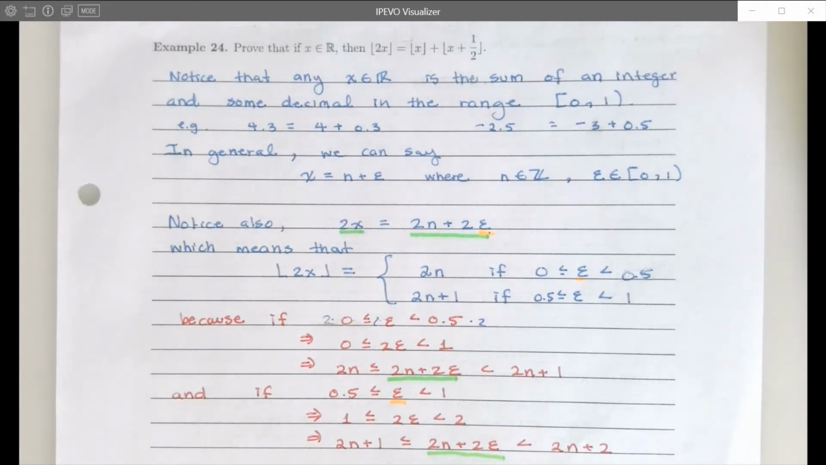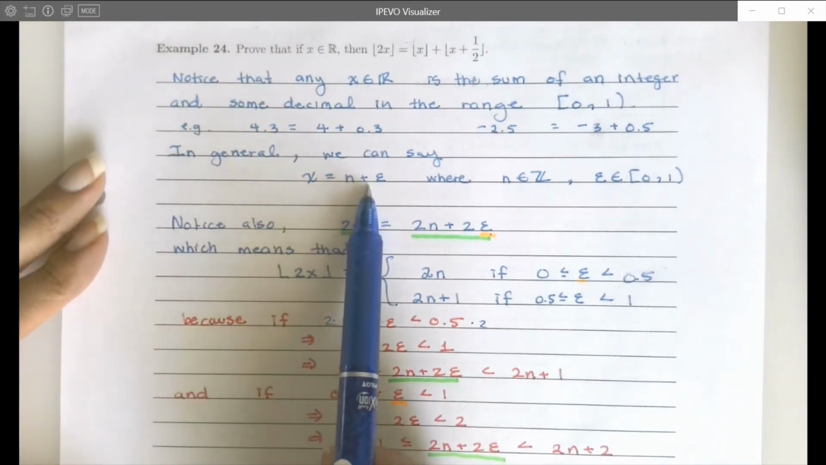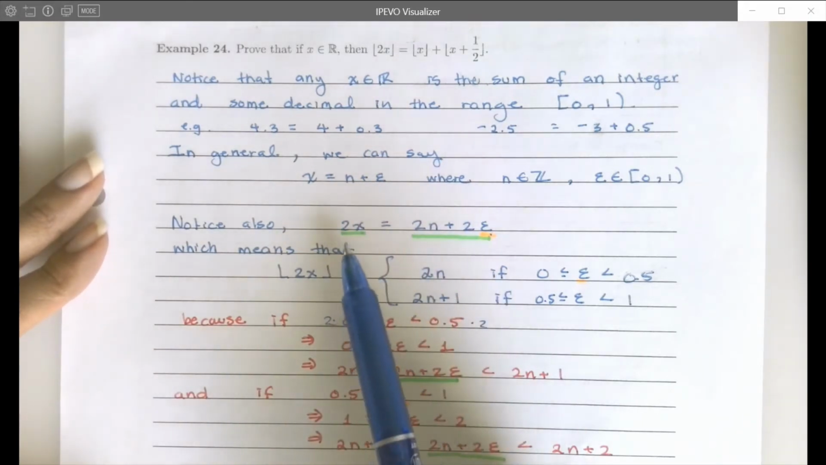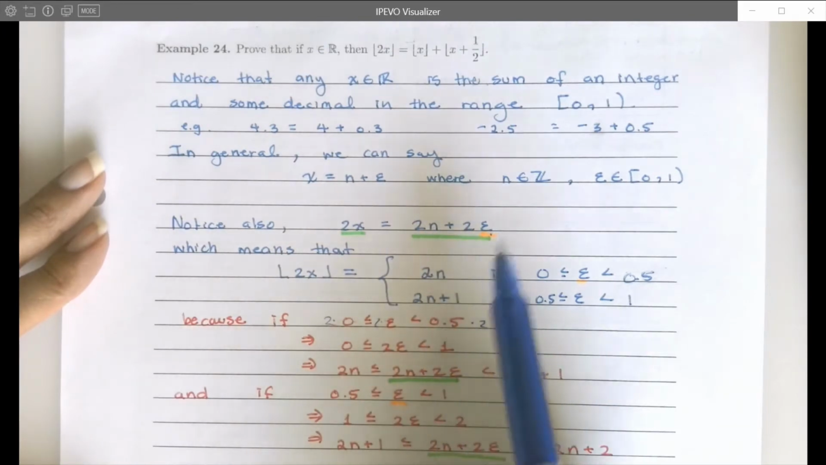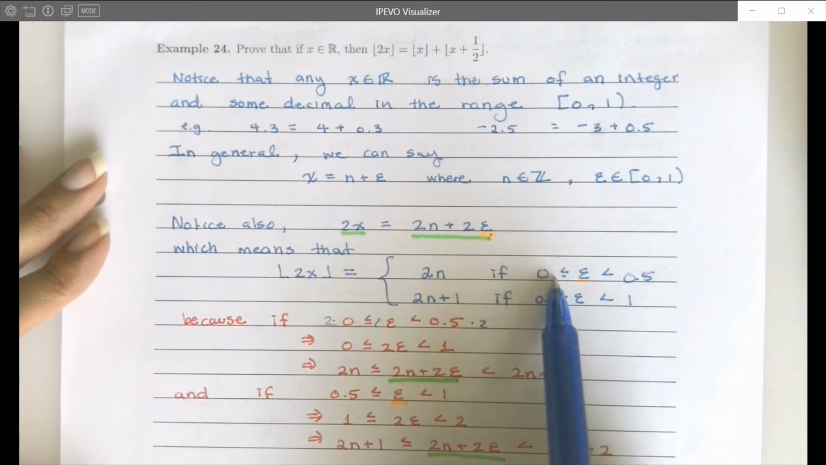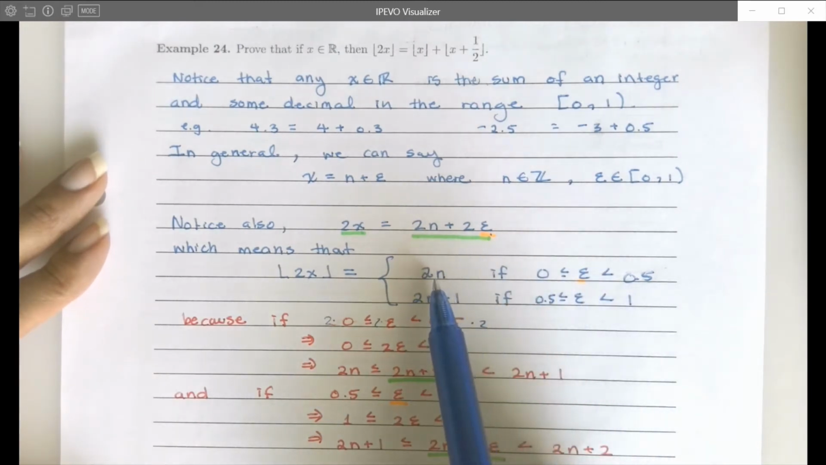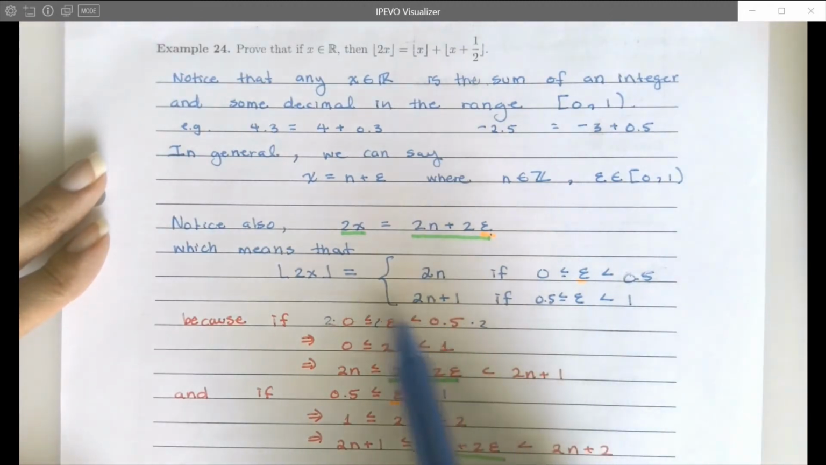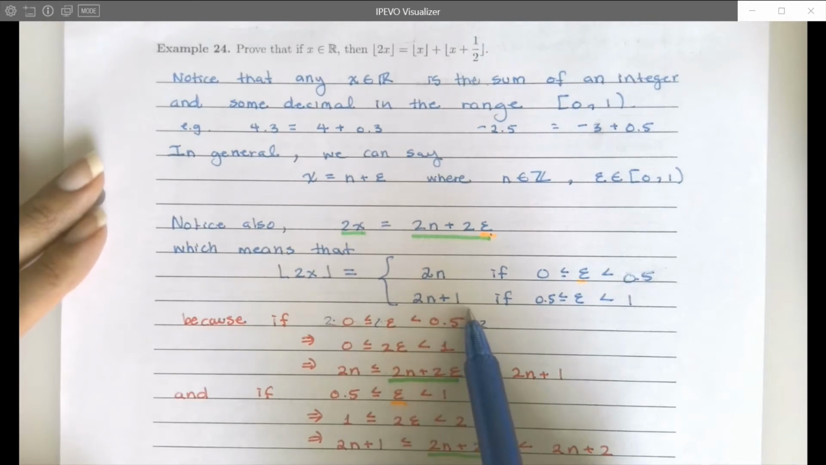The ultimate goal is to prove that the floor of 2x will be the same as the floor of x plus the floor of x plus a half. And so what we notice is that if we let x be represented by the sum of an integer and some epsilon part, then 2x would be 2n plus 2 epsilon, which results in a floor of 2x being two different possible answers. If epsilon is between 0 and a half, then the floor of 2x will be 2n. And if epsilon is between 1/2 and 1, then the floor of 2x will be 2n plus 1.